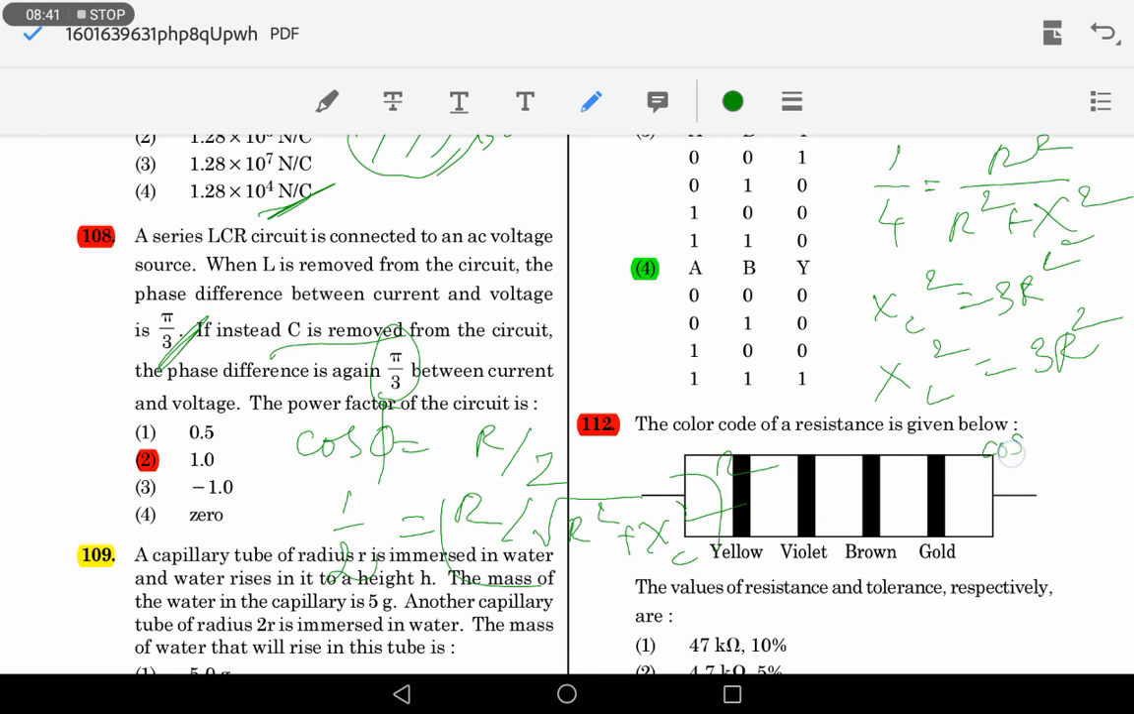And finally, when both inductor and capacitor are joined in the circuit, cos phi is going to be R by Z, where Z is root of R square plus XL minus XC the whole square. XL is root 3R, XC is equal to root 3R. Since both have the same value, XL minus XC is going to be 0, and cos phi is equal to R upon R, which is 1.